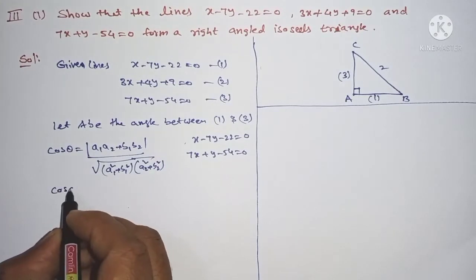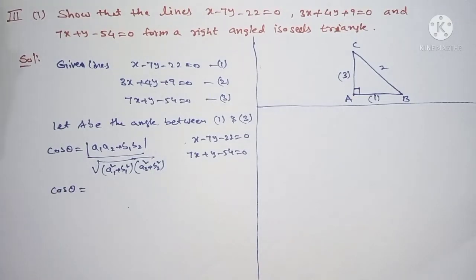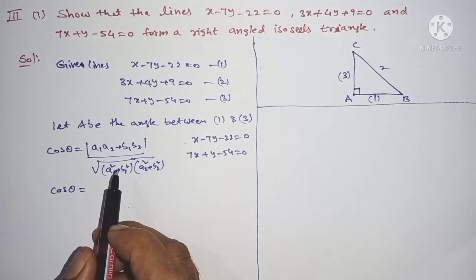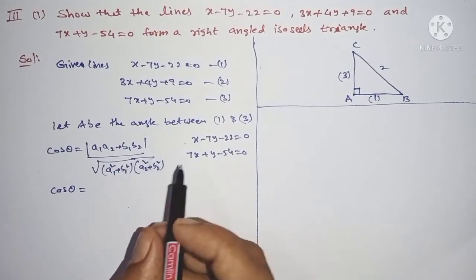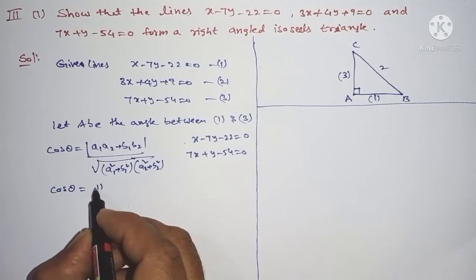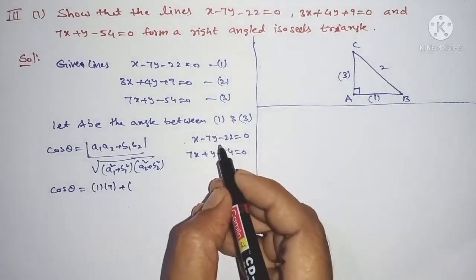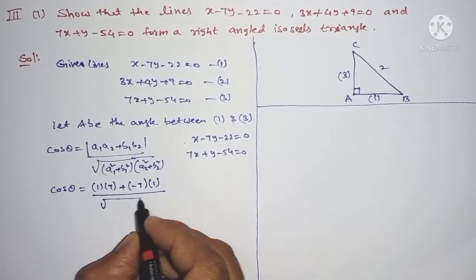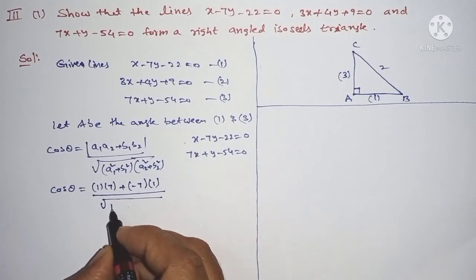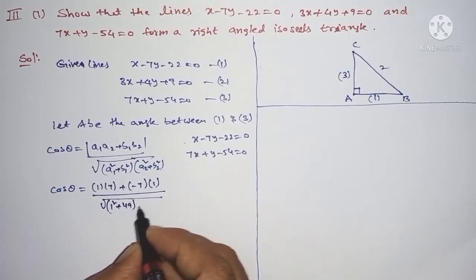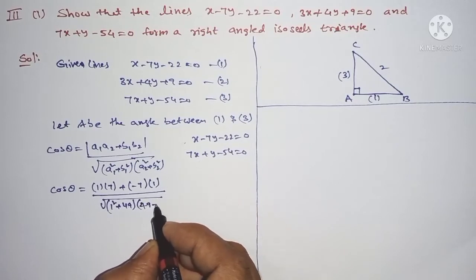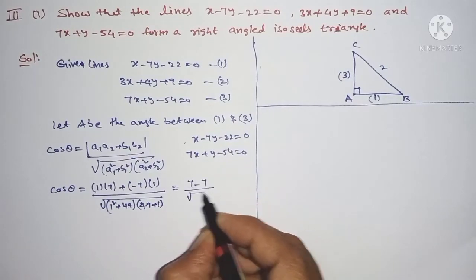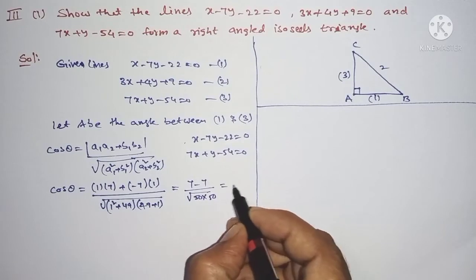Therefore cos theta is equal to, apply the direct formula A1 A2 plus B1 B2. What are you getting here? 1 into 7 plus minus 7 into 1, divided by under root of A1 square, that is 1 square plus 49. Here also 7 square is nothing but 49 plus 1. But in the numerator observe here, 7 minus 7 is there. Therefore 50 into 50, but you are getting the 0.